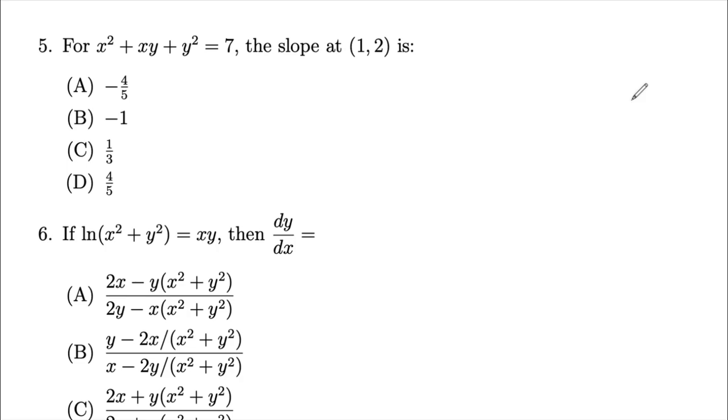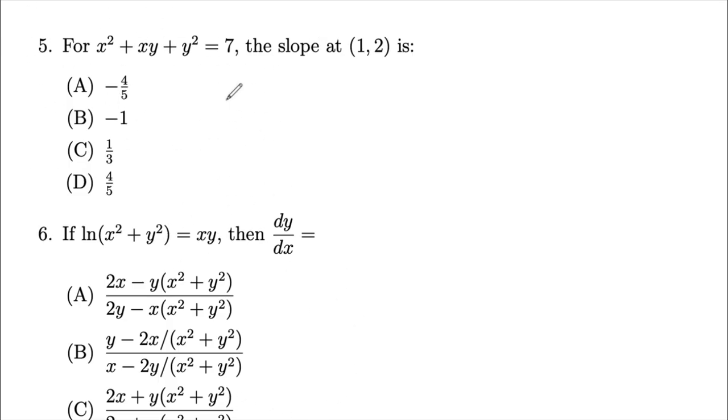Okay, so now let's take a look at number 5. This question says x squared plus xy plus y squared equals 7, and we are looking for the slope at the point (1, 2). So again, we have to know that the slope is represented by dy/dx, and we're going to have to use implicit differentiation here. Let's jump right in.